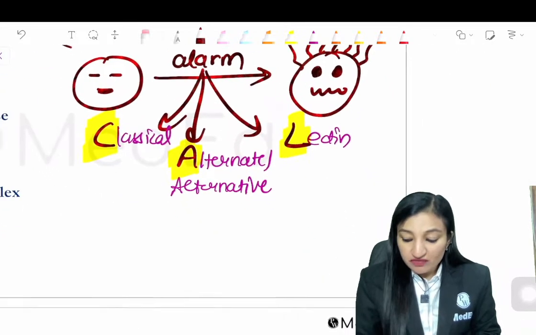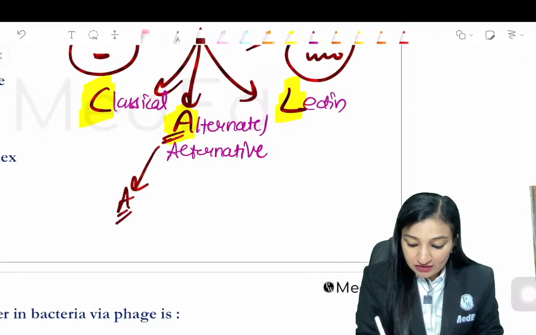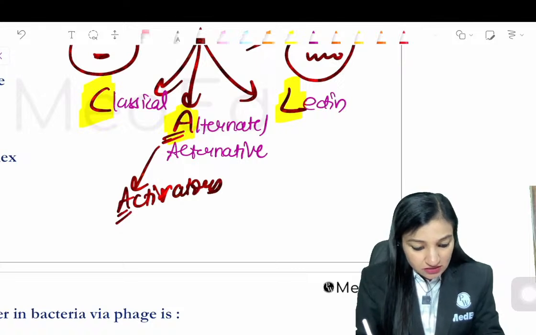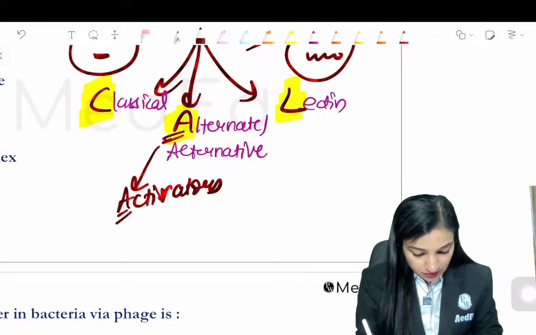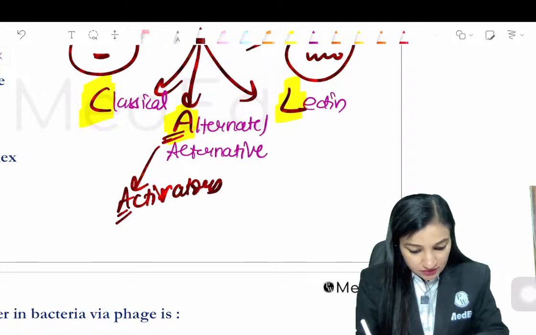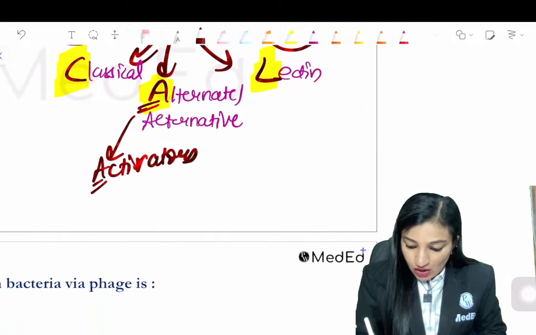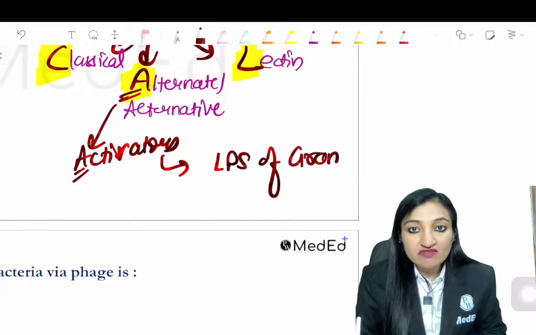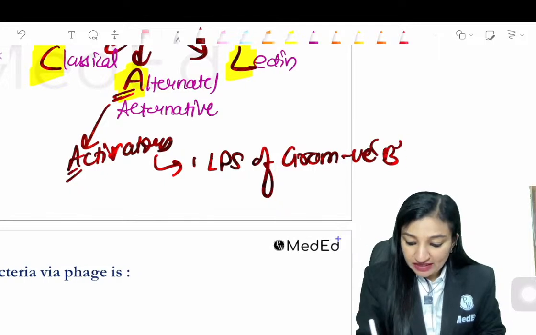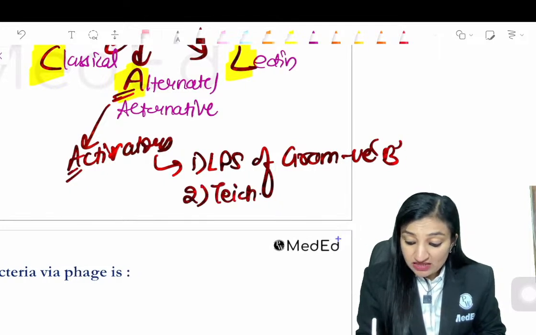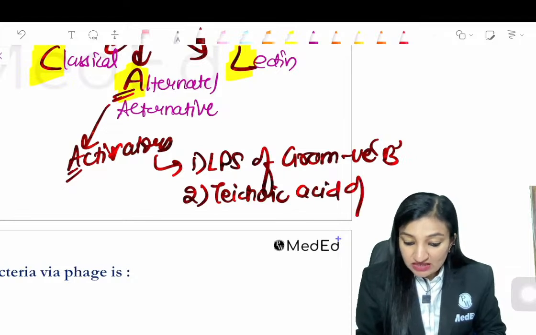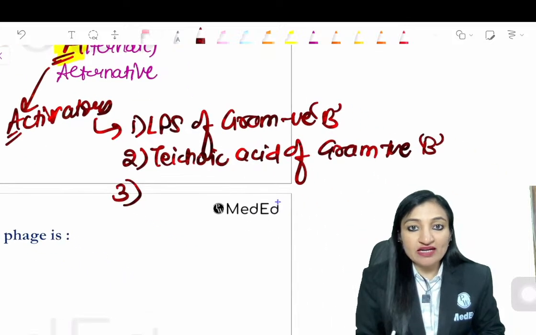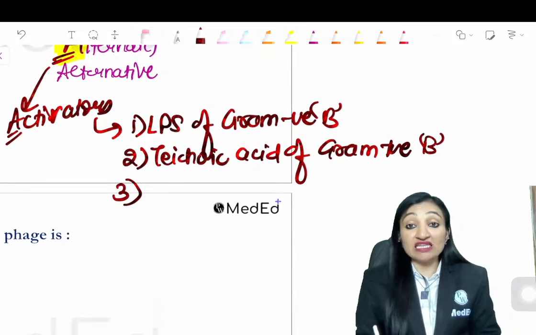Okay, alternate pathway, A for alternate, A for activators. Now, who are these activators? For example, number 1, LPS, lipopolysaccharide of gram-negative bacteria. Gram-negative bacteria have lipopolysaccharide. Number 2, teichoic acid. Teichoic acid is present where? Teichoic acid of gram-positive bacteria. Number 3, so we are taking, for example, some components of bacteria as the activators.